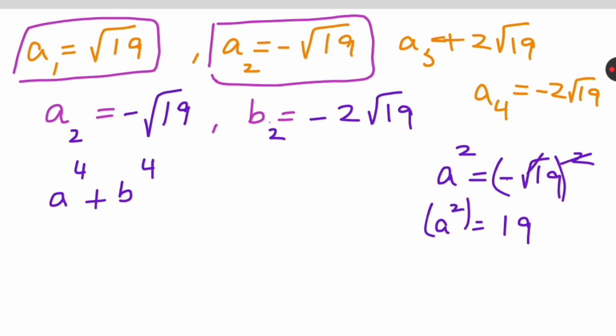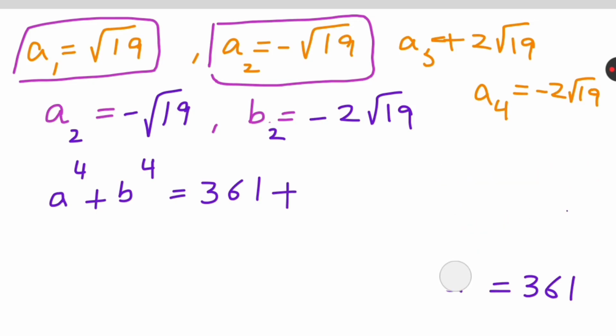Then again if you do square on both sides, then you are going to get a raised to power of 4 value, which is 19 raised to power of 2. 19 raised to power of 2, the value is 361. So the a raised to power of 4, the value is 361 plus. Now we have to check the b value.